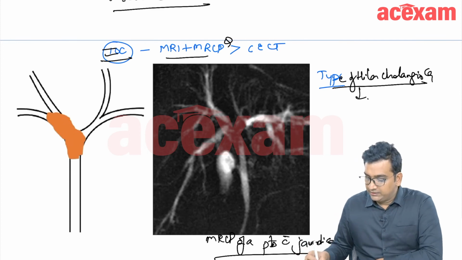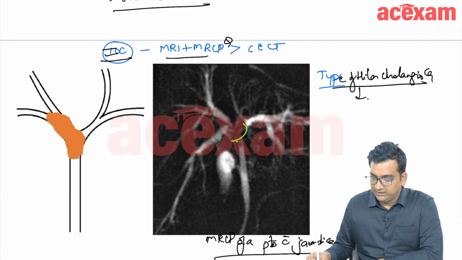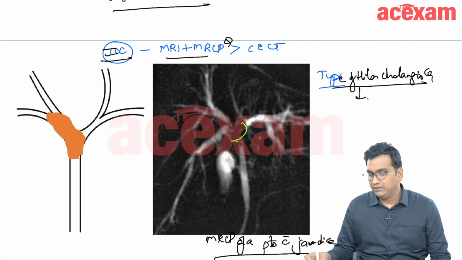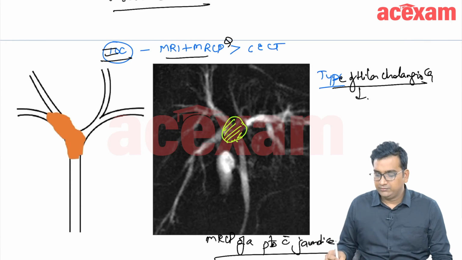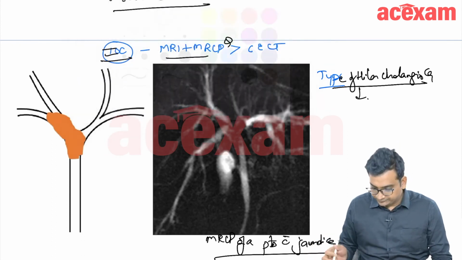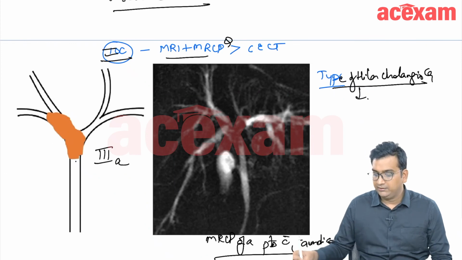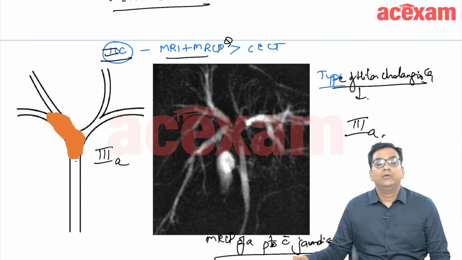You can see here it involves the hilum. The CHD is normal, but it involves the hilum area, and the right anterior and the right posterior ducts are separate. So it involves the secondary confluence of the right also. Okay, so this is for your reference. Now you can see here that it is involving the primary confluence as well as the secondary confluence of the right side. So it is a type 3A.